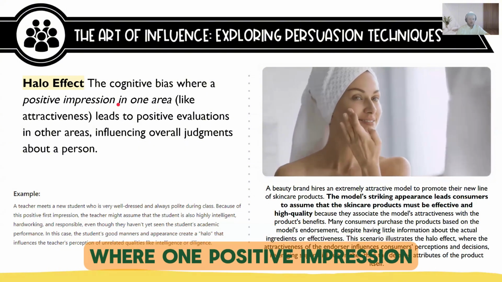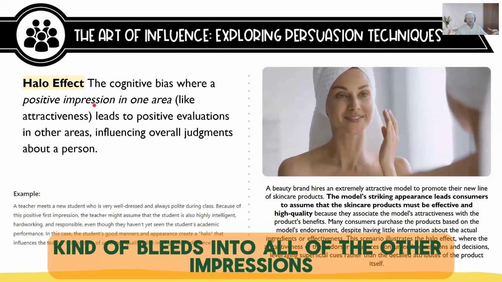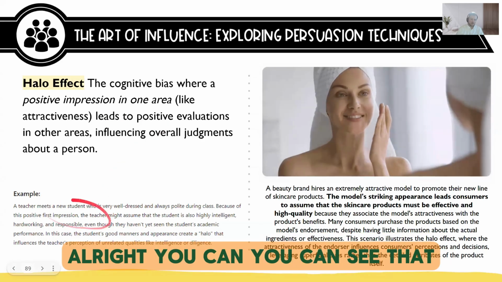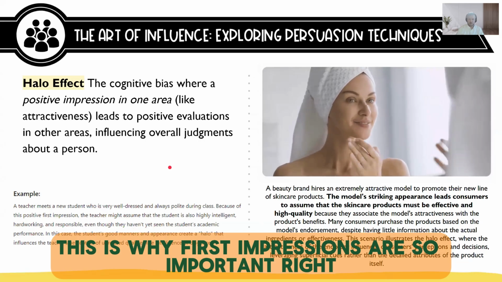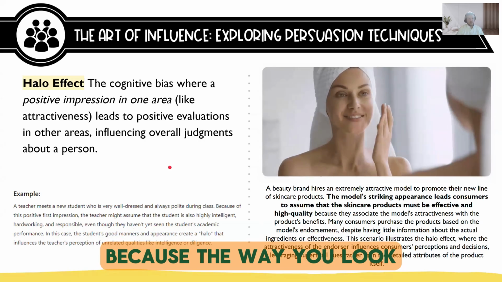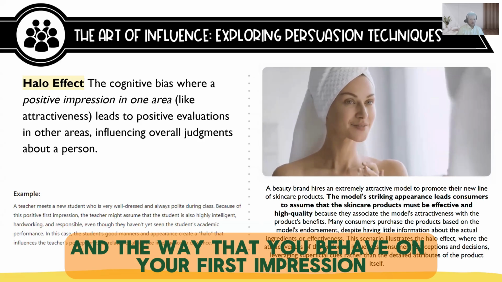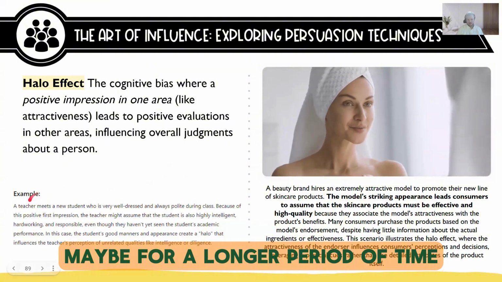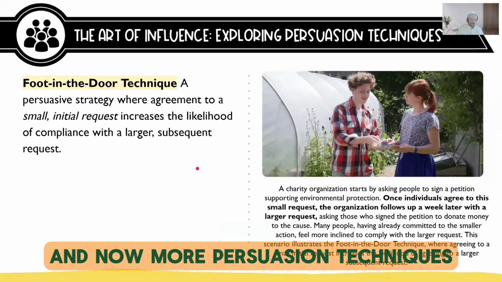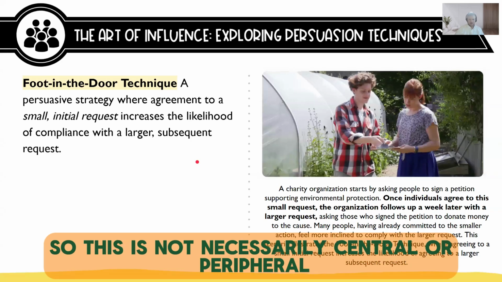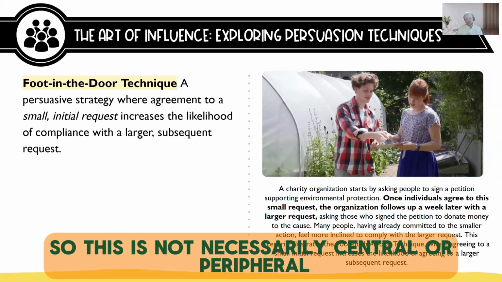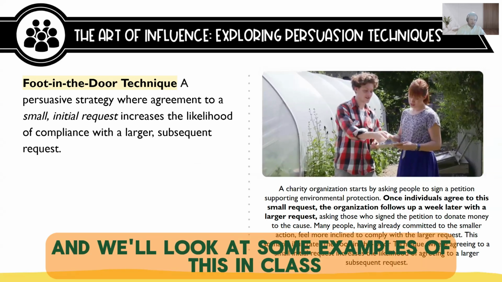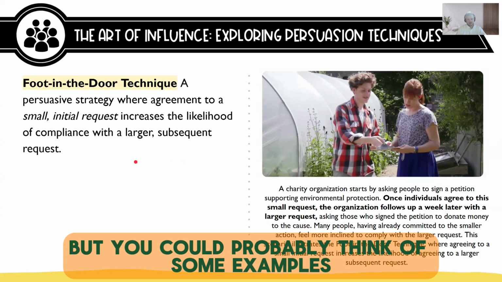It's a cognitive bias where one positive impression kind of bleeds into all of the other impressions of a person. Right? You can see that. This is why first impressions are so important, right? Because the way you look and the way that you behave on your first impression totally impacts how somebody is going to view you, maybe for a longer period of time. Here's a good example. And now more persuasion techniques. So this is not necessarily central or peripheral, but these are more specific ways to persuade people, right? And we'll look at some examples of this in class, but you could probably think of some examples.